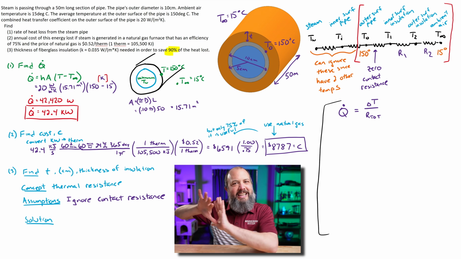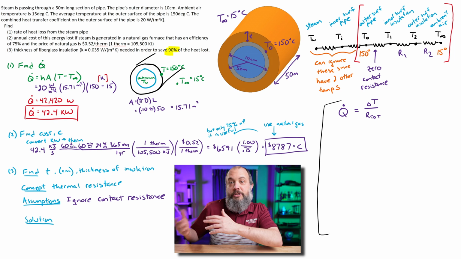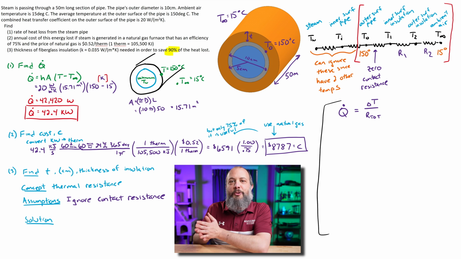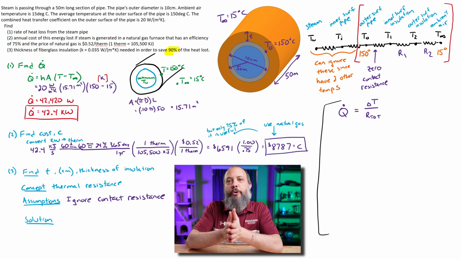This lets us completely ignore the entire inner part of the problem, the inner surface of the metal pipe, and also the water on the inside. We don't care about them because we already have temperature on the outside of the pipe. We only care about the resistances between the two temperatures that we know.